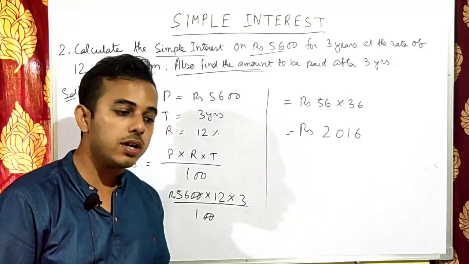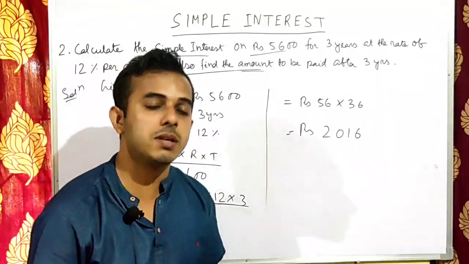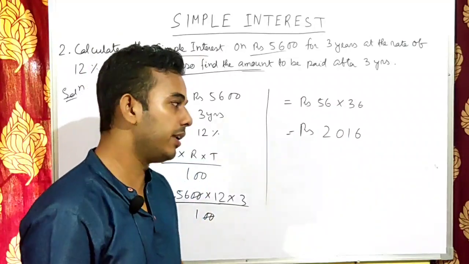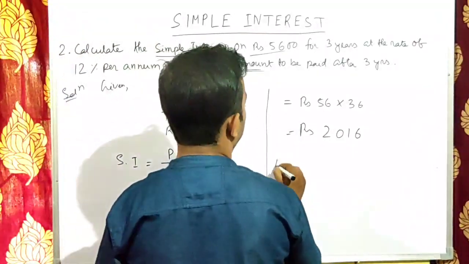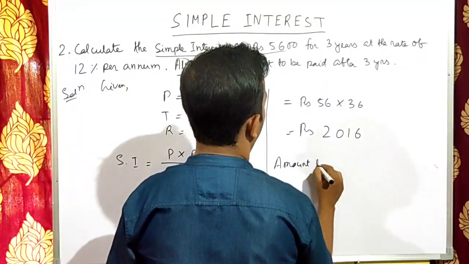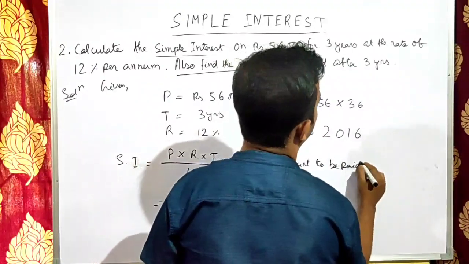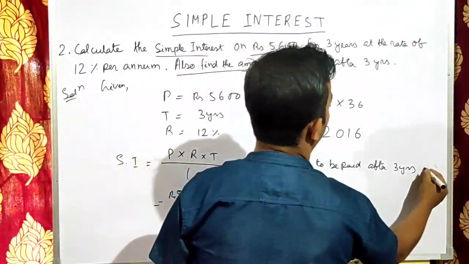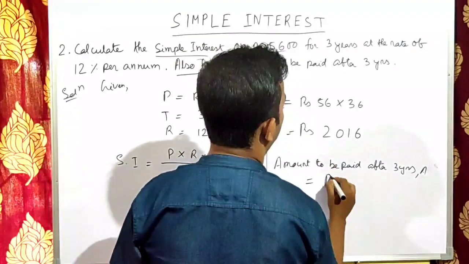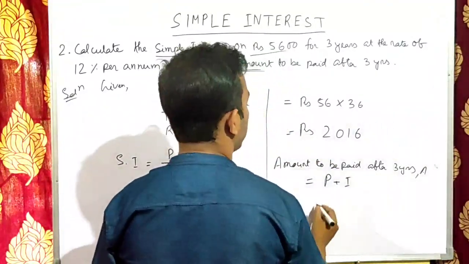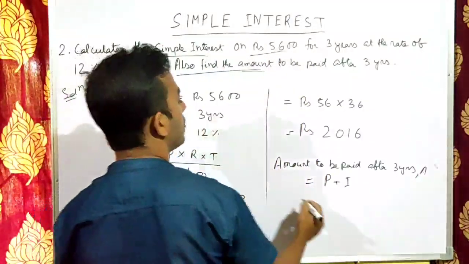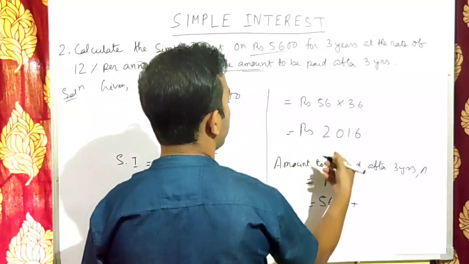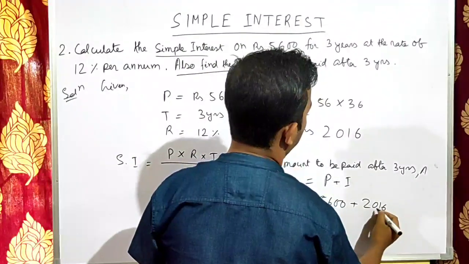Principal amount is what? The basic money. And amount is what? Amount is principal plus interest. Okay, very good. So, amount to be paid after 3 years, A, equals what? It is P plus I, isn't it? So here P is how much? P is 5,600, plus I, that is interest, is 2016.